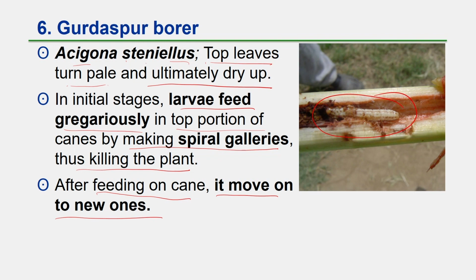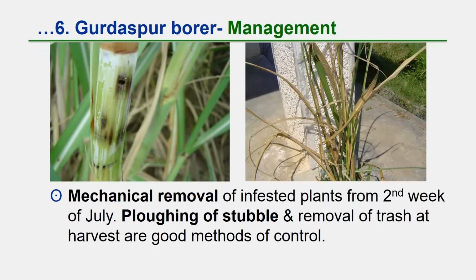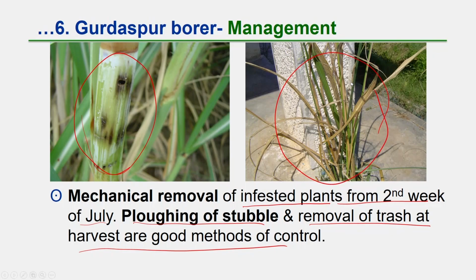You can also try to identify the larvae. This is the larvae. So far as management is concerned, mechanical removal of infested plants from second week of July. Plowing of stubbles and removal of trash at harvest are good methods of control. You can see the damage being done by Gurdaspur borer, and here also the drying of the shoot can occur due to infestation of Gurdaspur borer.